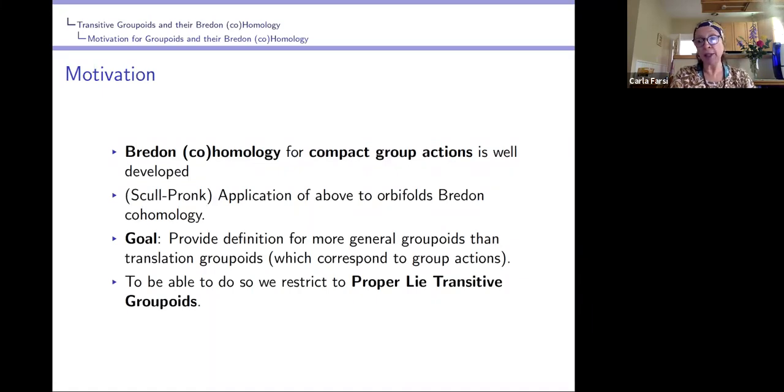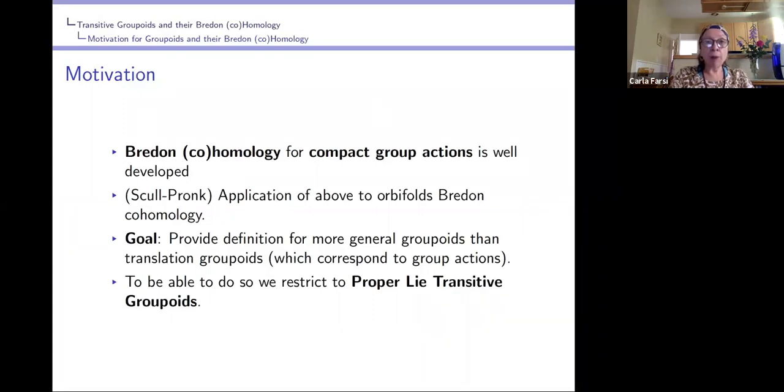We are still thinking about doing it for other cases. That's work in progress. But let me explain why we decided to tackle this particular problem. Bredon homology and cohomology is classical for compact group actions as developed, for example, by May and other people. I mean, Bredon, of course, and we used the reference by May.